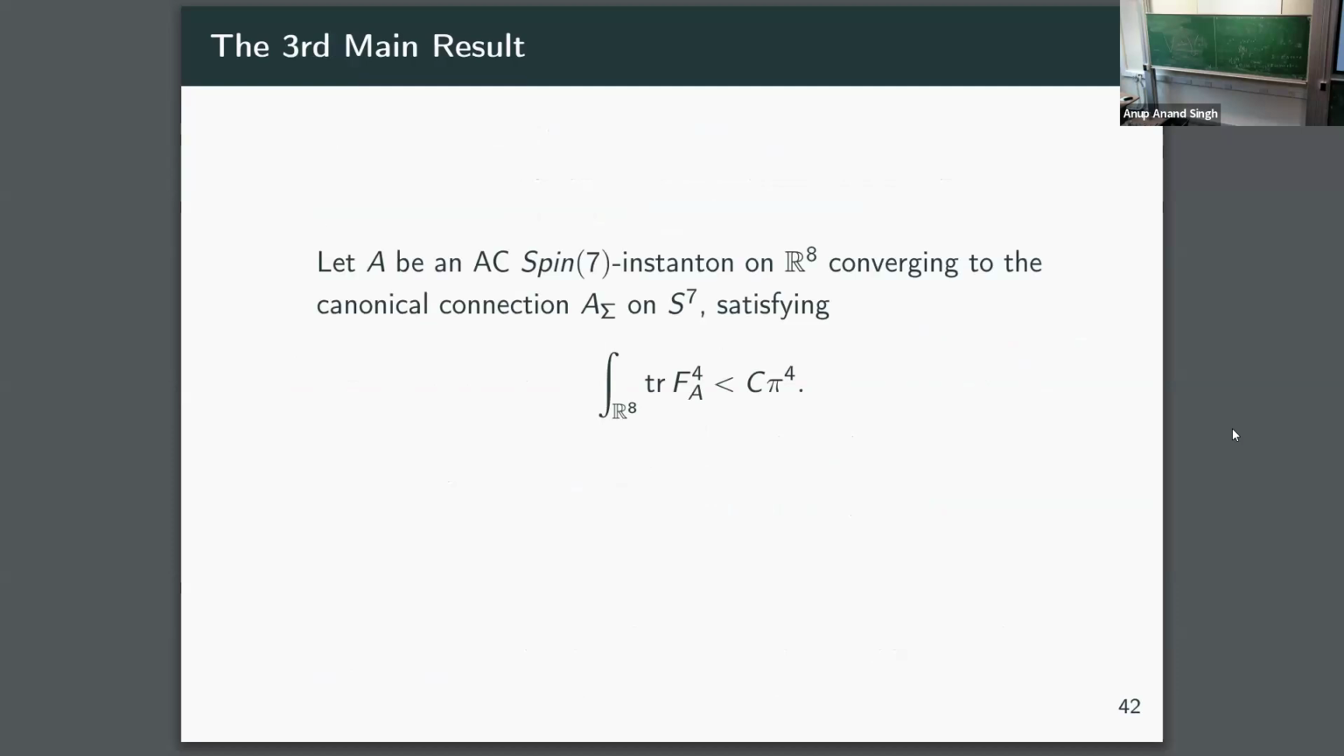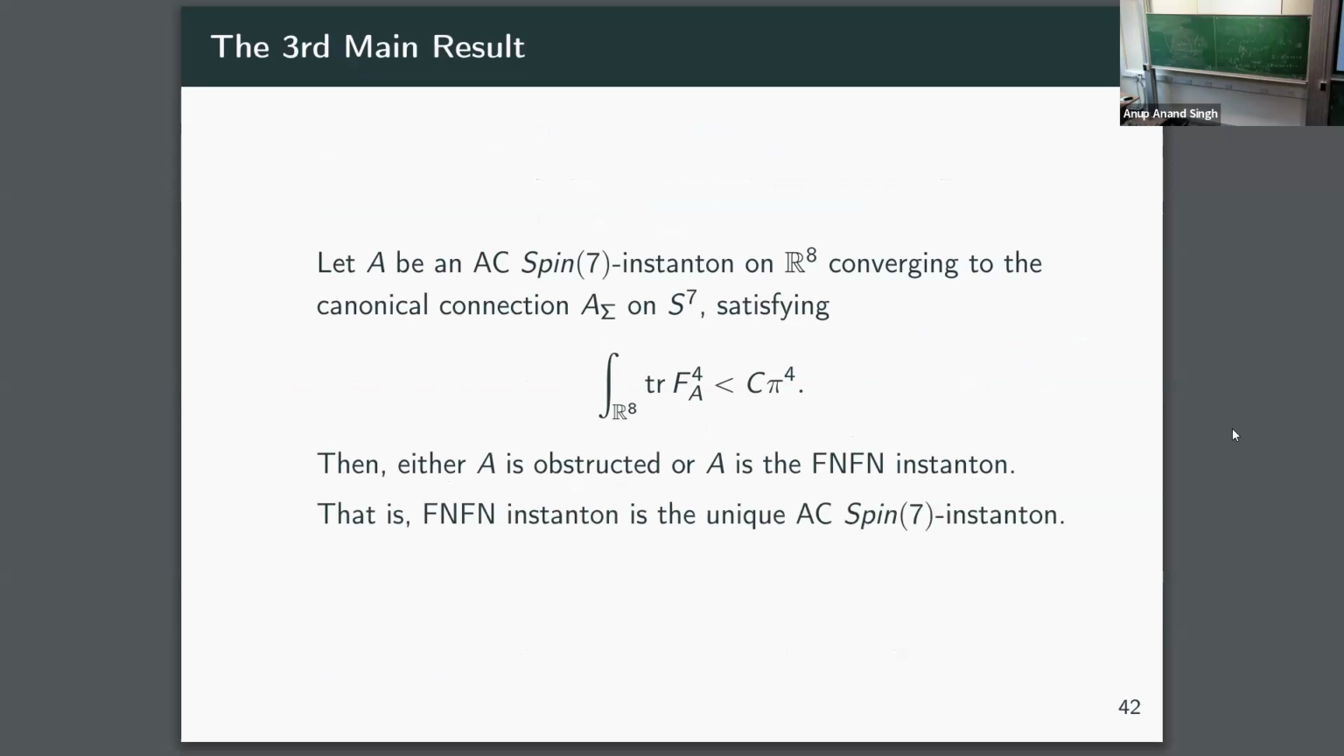It's still not completely done yet. So if I consider any asymptotically conical Spin(7) instanton on R^8, asymptotic to this link, then if it satisfies this condition, where this C is yet to be determined, then either this instanton is obstructed, which means the moduli space is not smooth, or it will be unique, which means the FNFN instanton will turn out to be the unique asymptotically conical Spin(7) instanton in that case.